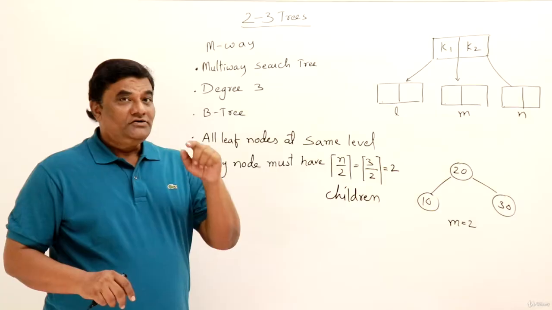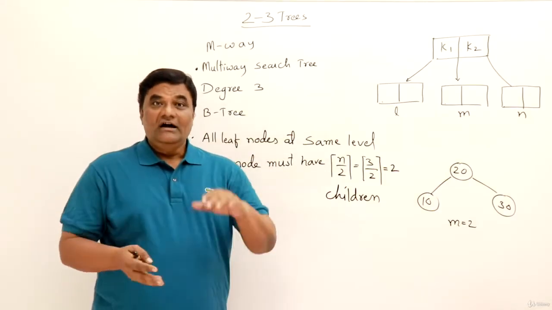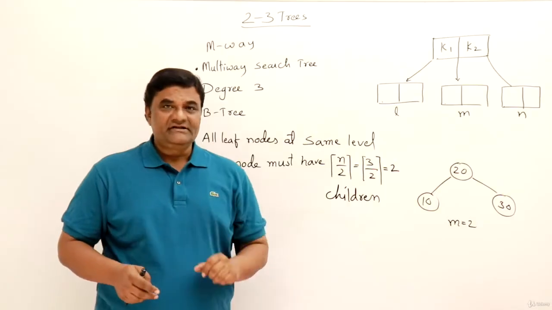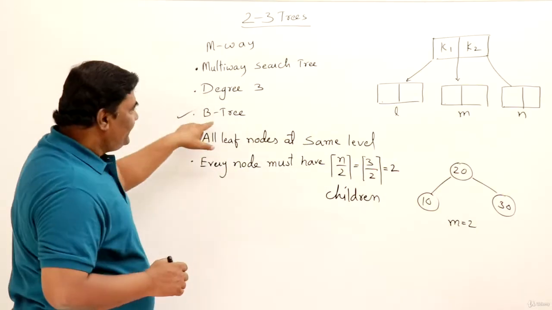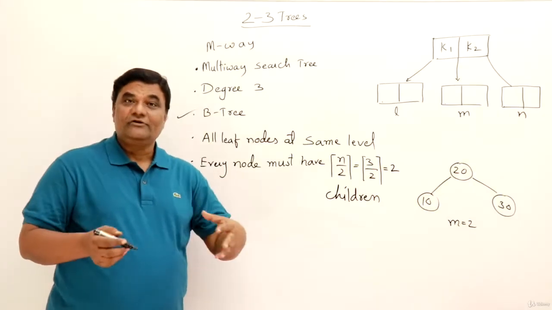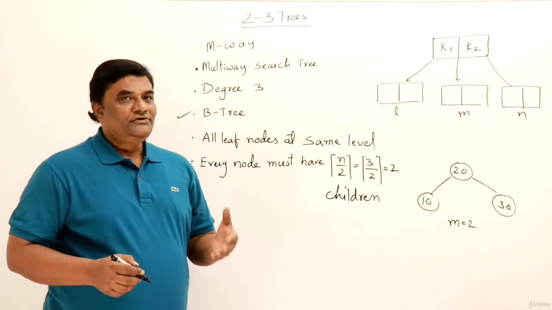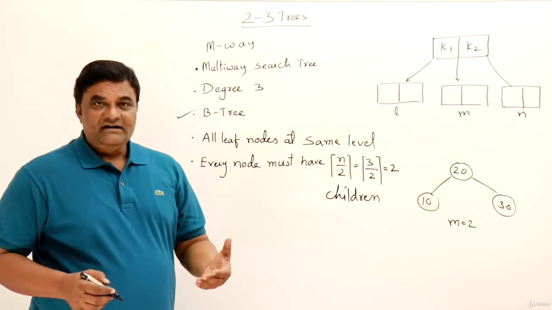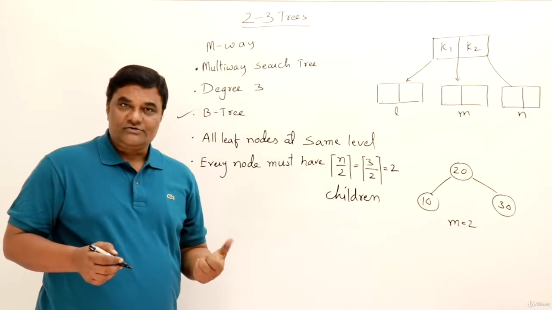Next, 2-3 trees are balanced search trees, height balanced search trees. There are height balanced search trees called B trees. A B tree is a general concept, for any degree, but here the degree is 3. So you can say 2-3 trees are B trees of degree 3. Yes, this is also true.